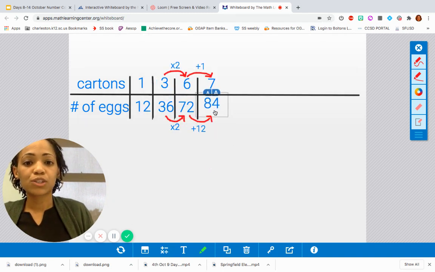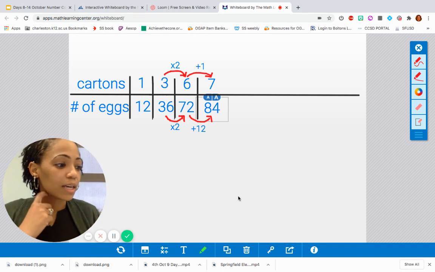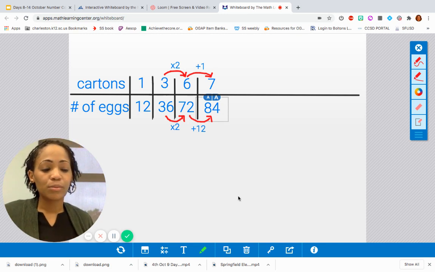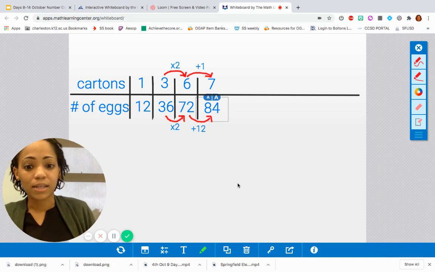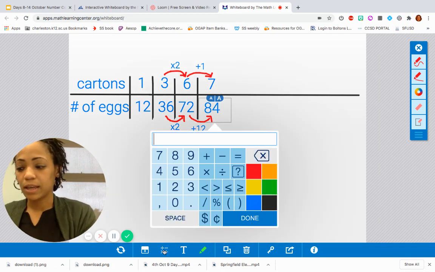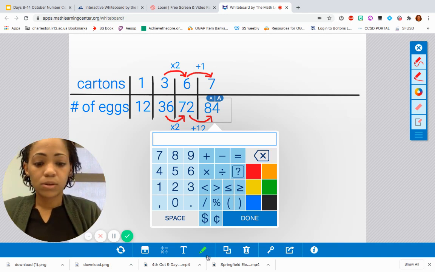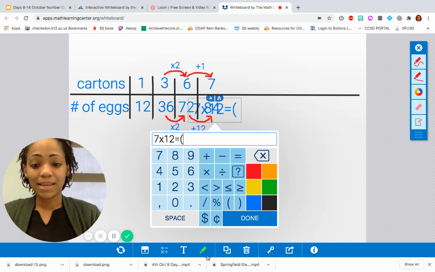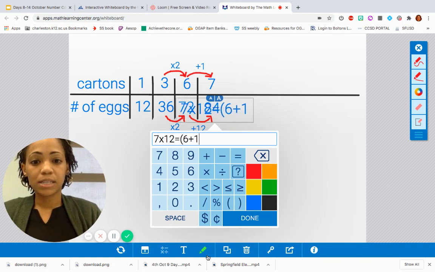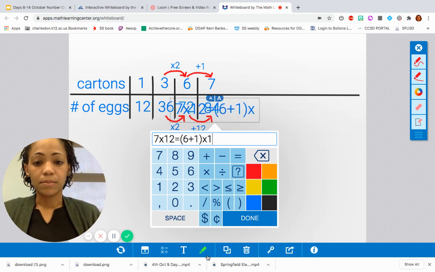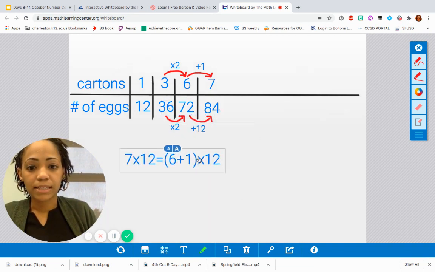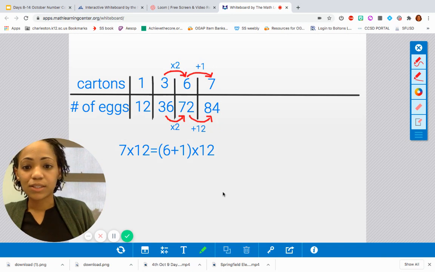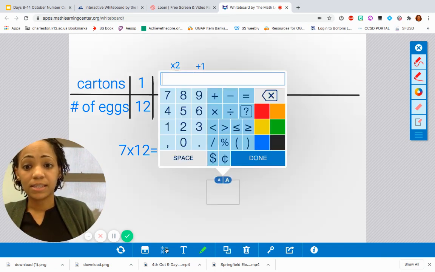I also want to just show you really quickly what it looks like to use the distributive property to solve 7 times 12, knowing 6 times 12. So just go with me here for a second. Okay, so 7 times 12 is the same thing as saying 6 plus 1 times 12. Okay, and so I'm going to pull that down here. And so if I'm distributing, that means this is what it looks like.